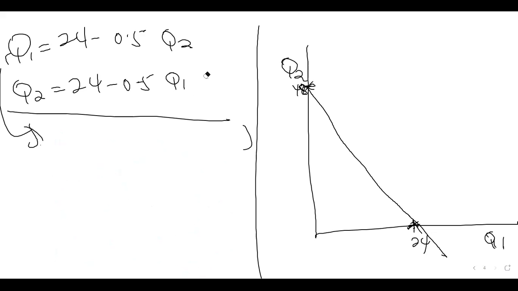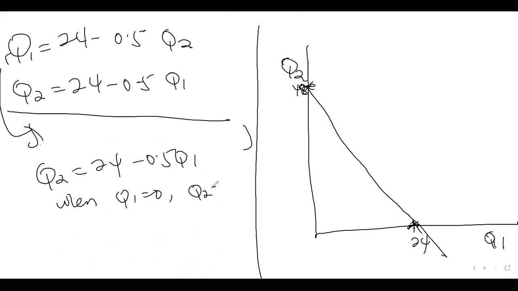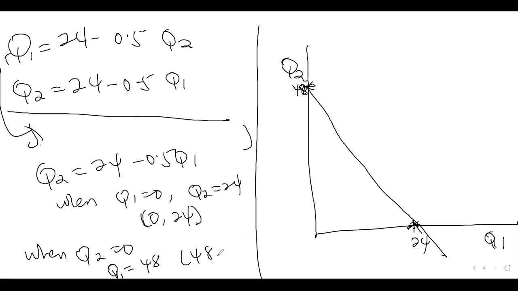We are going to do the same thing for the second reaction function. So now Q2 is equal to 24 minus 0.5Q1. Here, when Q1 is equal to 0, Q2 is equal to 24, so we will have (0, 24). And then when Q2 is equal to 0, when you work it out, you have Q1 equal to 48. So now we have (48, 0).